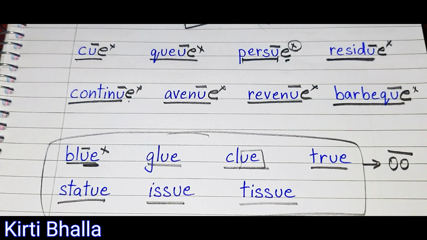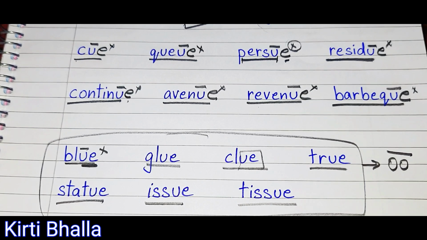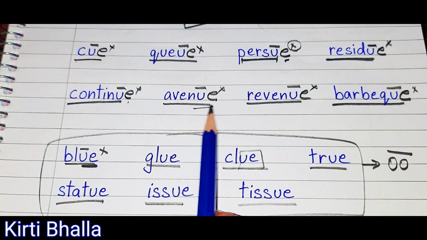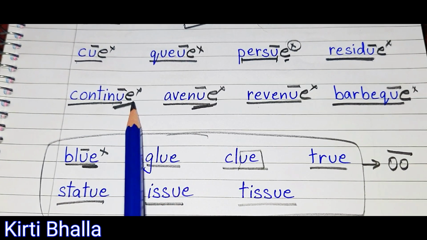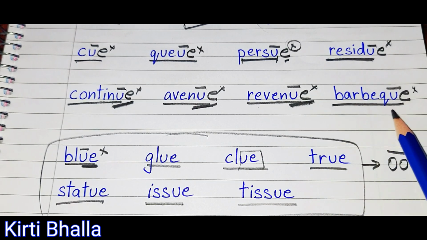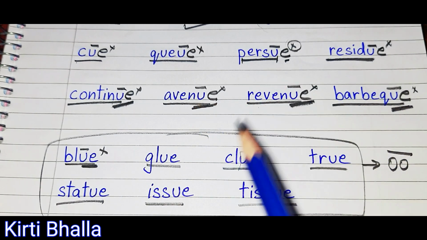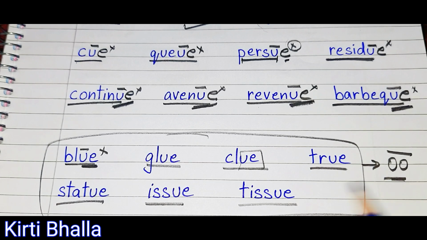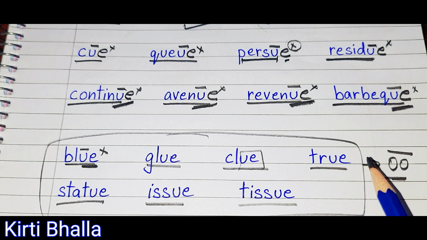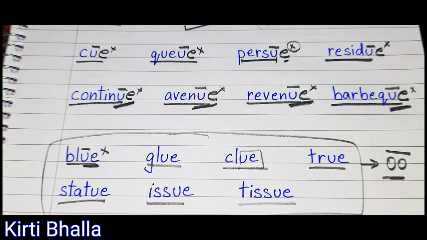So how will we get to know when to read the U, like avenue, continue, revenue, barbecue, and when to read it like OO? So there is no rule, as I said. We have to cram it only by reading again and again.